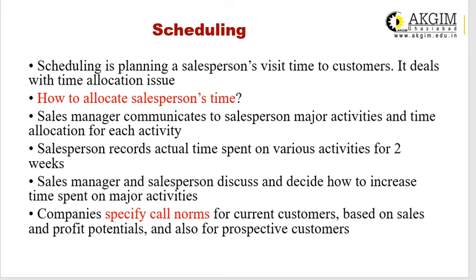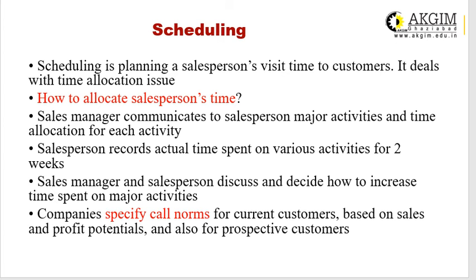Then we talk about scheduling. Scheduling means setting the timetable, or the timing for the salesperson, for when he is going to visit the customers. So scheduling is planning a salesperson's visit time to the customers. It deals mostly with the time allocation for the salesperson. So how to allocate the salesperson's time?